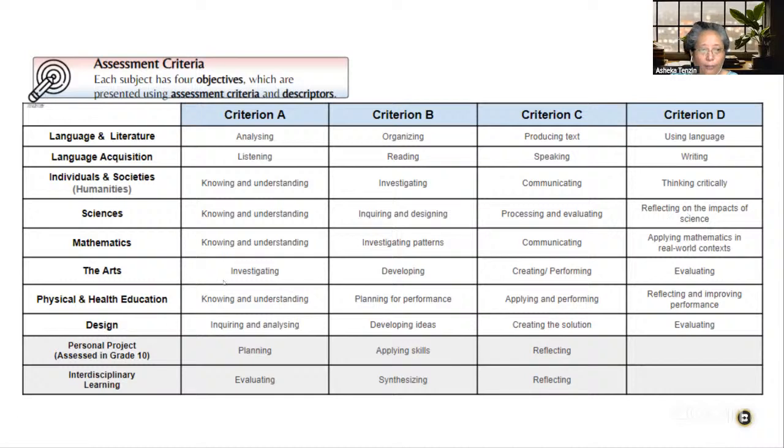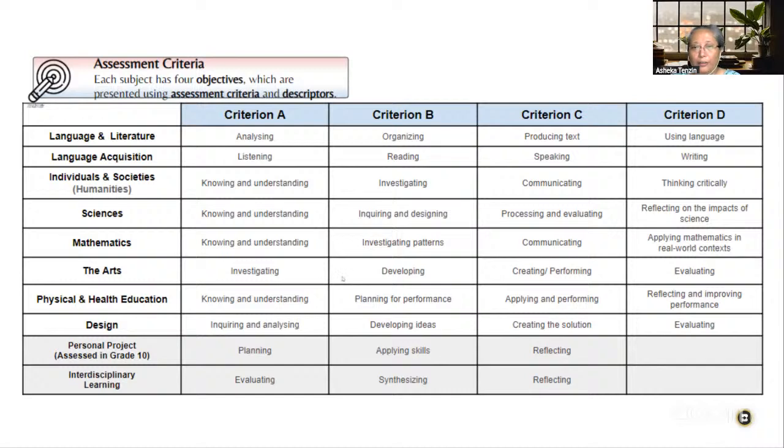Same way for mathematics, knowing and understanding is a test. Investigating patterns, here you give them an exploration where you can tell them, okay, this is the pattern. You give them different patterns and say, what is the next pattern going to be?